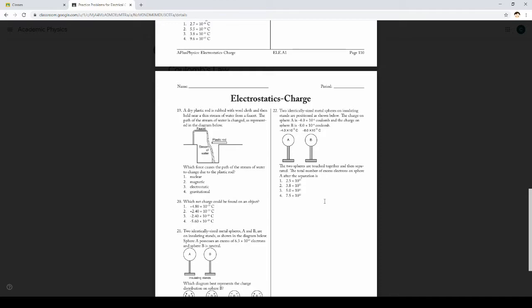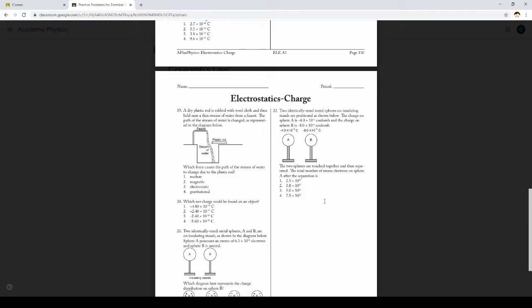Number 22. 2 identically sized metal spheres on insulating stands are positioned as shown below. The charge on sphere A is negative 4 times 10 to the negative 6th coulombs, and the charge on sphere B is negative 8 times 10 to the negative 6th coulombs. The 2 spheres are touched together and then separated. The total number of excess electrons on sphere A after the separation is, together we have negative 12 times 10 to the negative 6th coulombs.